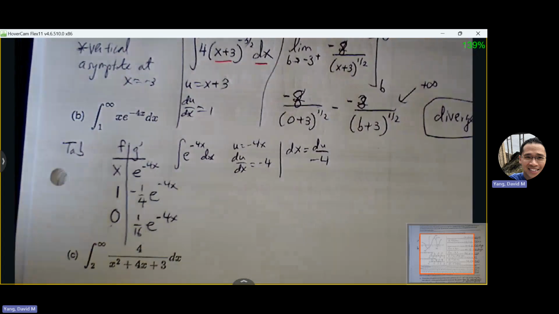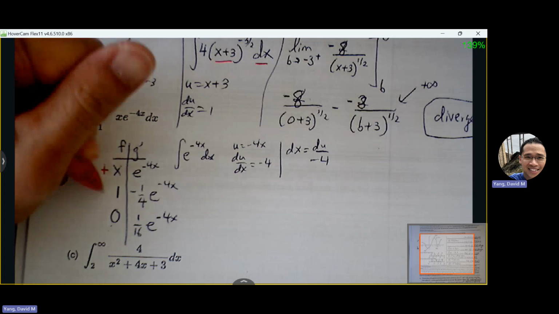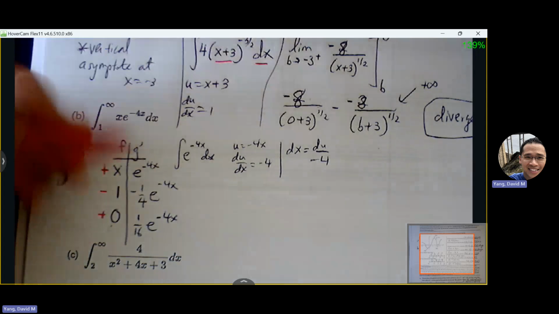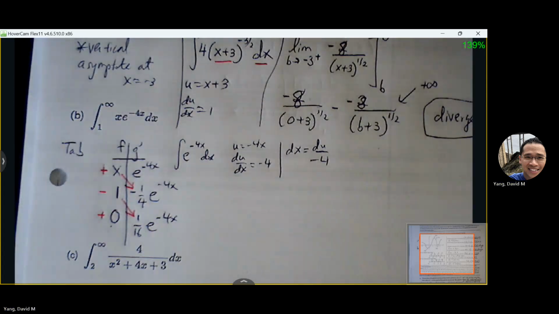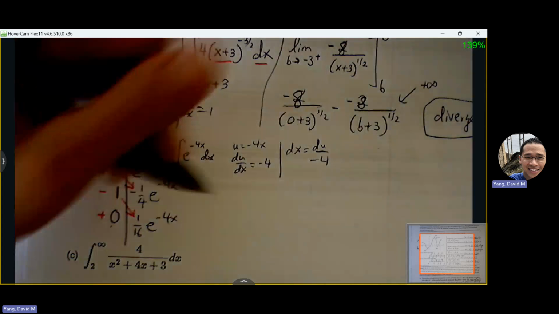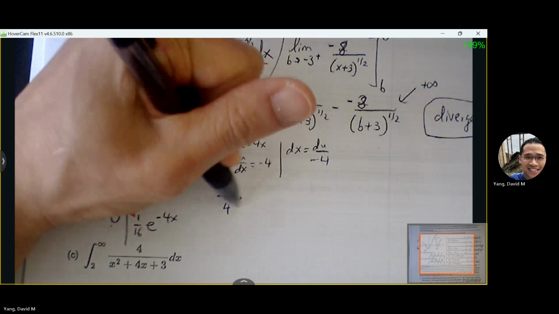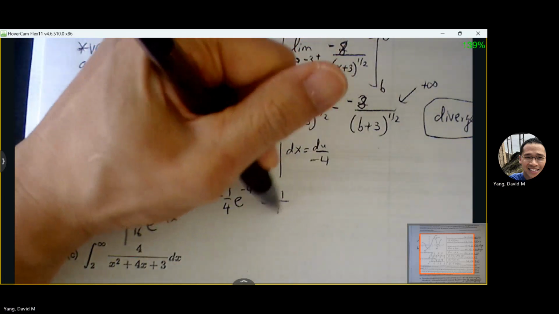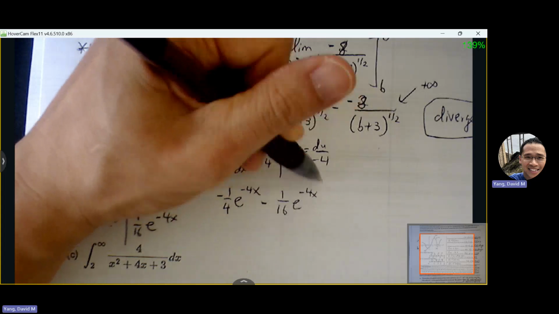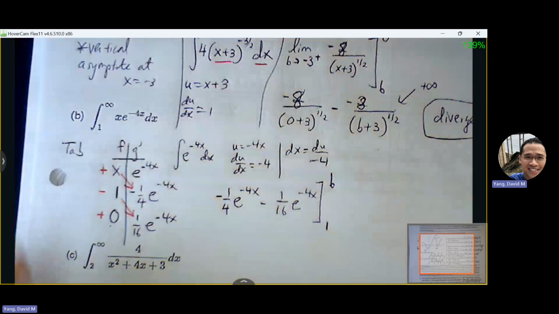And it's a little gimmicky. A couple of things we have to remember. We're always going to start off with a positive sign, then negative and positive, and then you're multiplying the diagonals, starting with the upper left corner. So positive x times negative 1/4 e to the negative 4x, minus 1/16 e to the negative 4x. And then we can evaluate this between 1 and b.